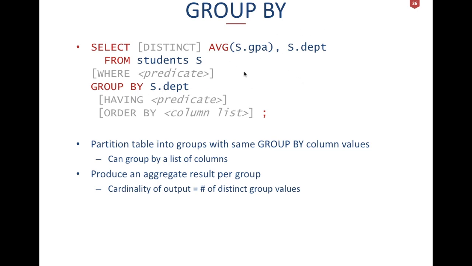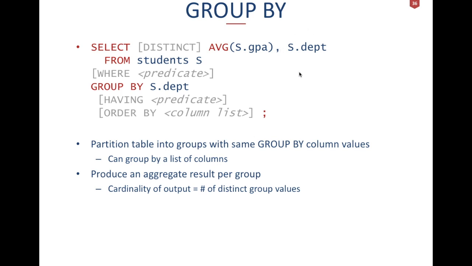So the output is going to be the average, and the name of the department. So the average of student GPA of the same department. So for each group by each department, all rows that have the same department value will get the GPA and output the GPA for this department. Okay, so that's why the cardinality of the output is going to be the number of distinct group values, in this case the number of departments.